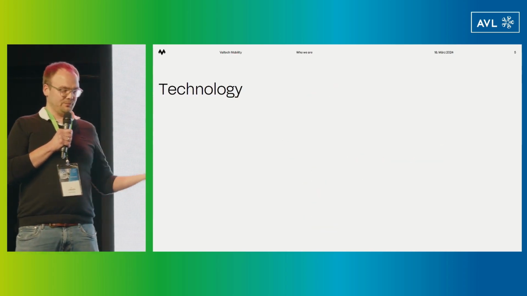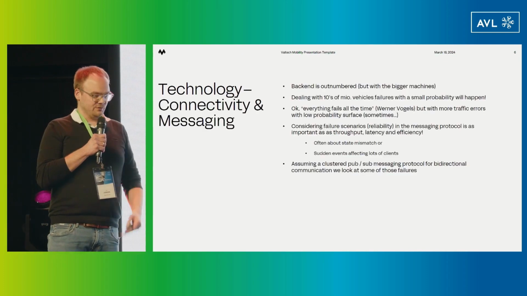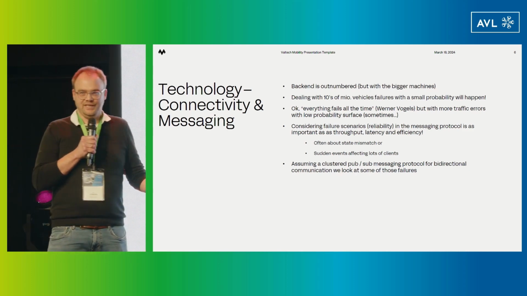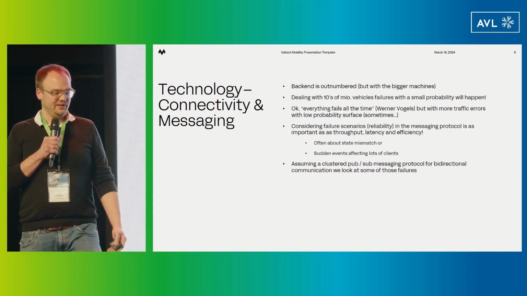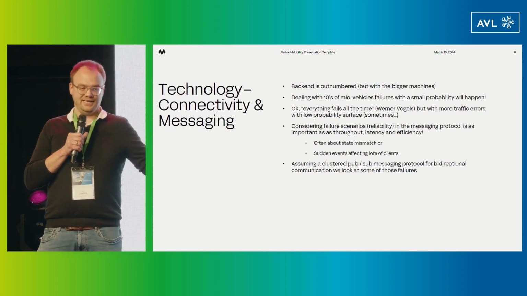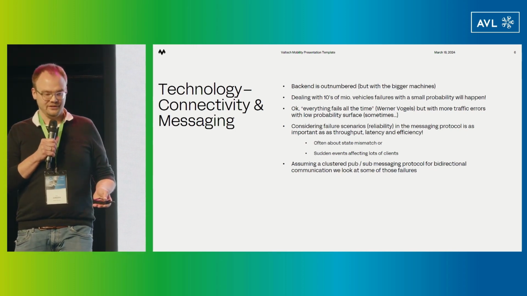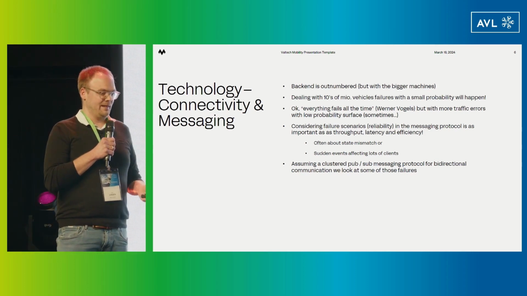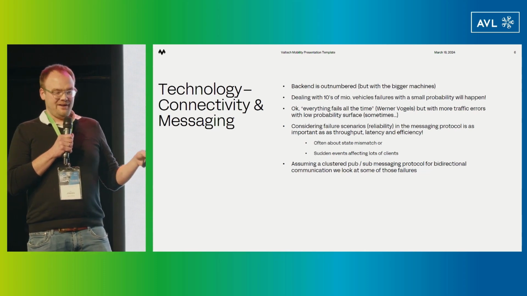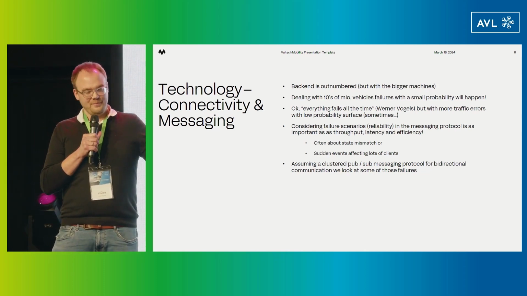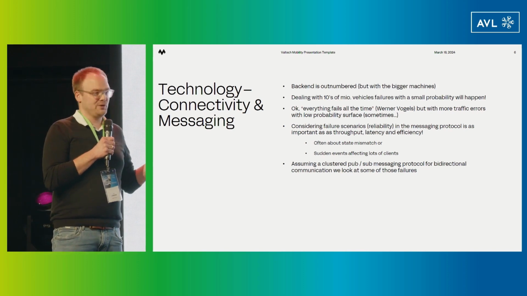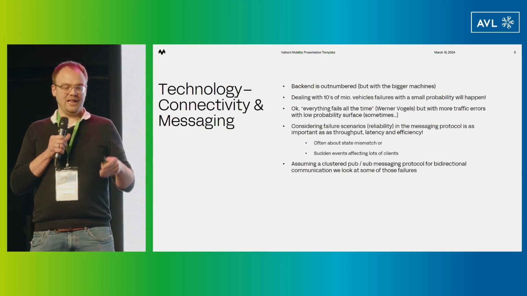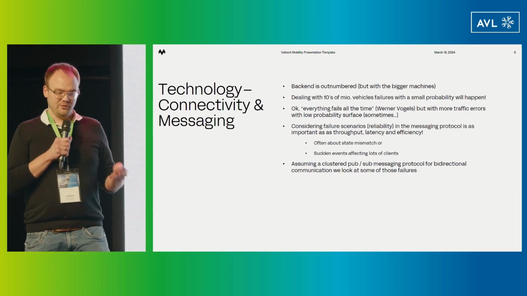Okay, from the technology part, this is where we're starting and where we would like to contribute. A backend is always outnumbered, but with bigger machines, as you can imagine. There are 10 million vehicles in the field communicating with one single backend. In the cloud we can scale horizontally, but you will not scale up to 10 million machines, though you have bigger ones. The interesting part is that with every order of magnitude, the failures get more interesting. With more traffic, failures with a low probability will happen, and you have to be aware of it.